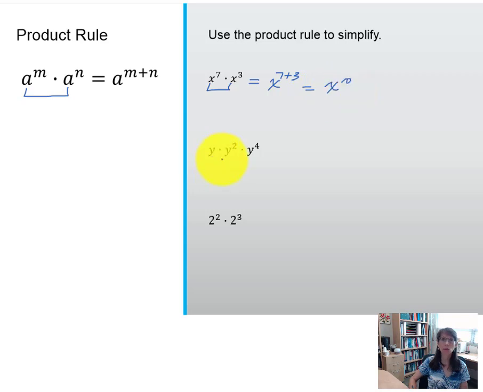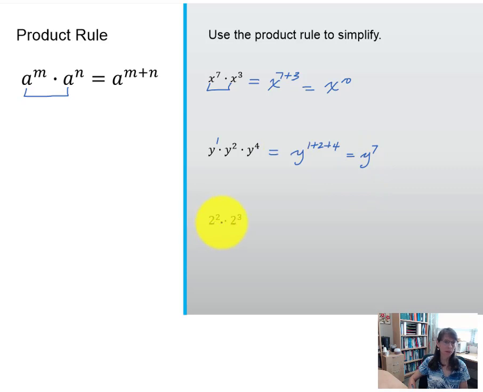Next, we have y times y squared times y to the 4th. So all the bases are y. So we keep the base of y. The rule is to add the exponents. So on this one we need to be careful because with our first base of y, it doesn't look like any exponent is given. So when nothing is written, it really is positive 1. So we have 1 plus 2 plus 4. So that makes y to the power of 7.